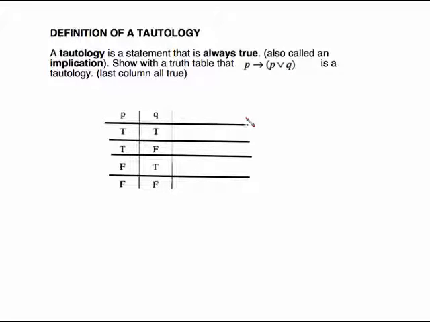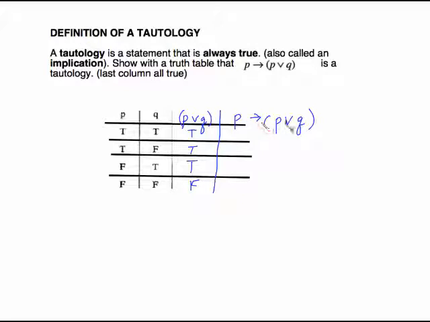So I have to build this. We already have our P, Q right here. We have P. I don't need to rewrite that, but I do need a column for P or Q. And then my last column will be P, then P or Q. So we know with the connective OR that the only time OR is false is if both component statements are false. So this one's false and the rest of these are true.